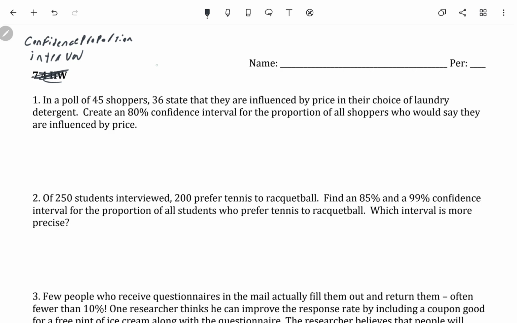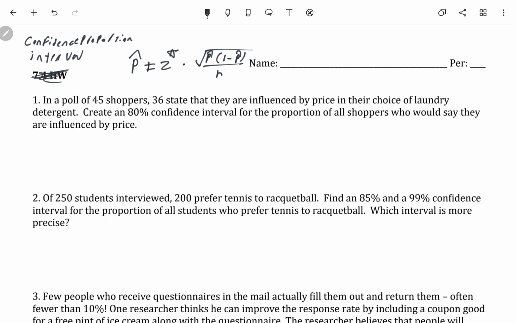The confidence proportion interval formula is as follows: p hat plus or minus z score, which is your z star, times the root of everything. So it's like the root of everything: p hat times 1 minus p hat over the sample size, which is n, right?